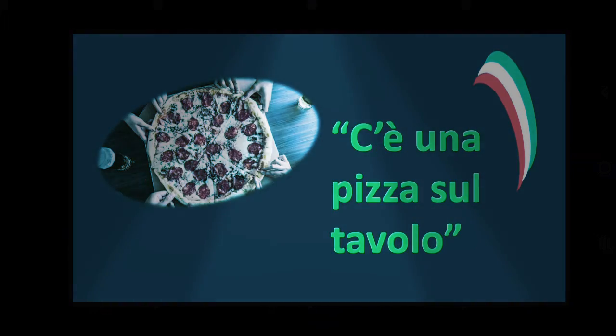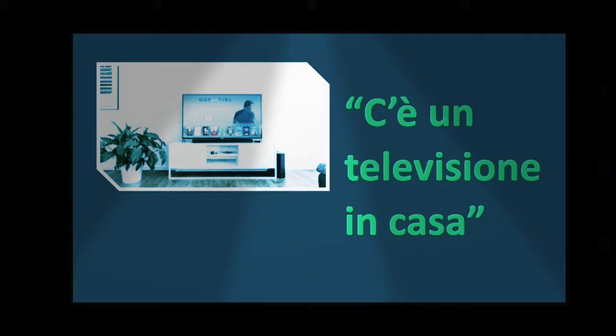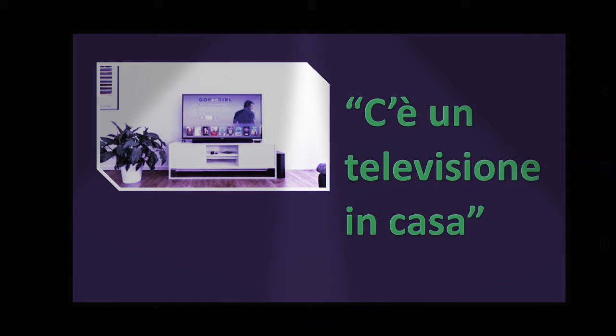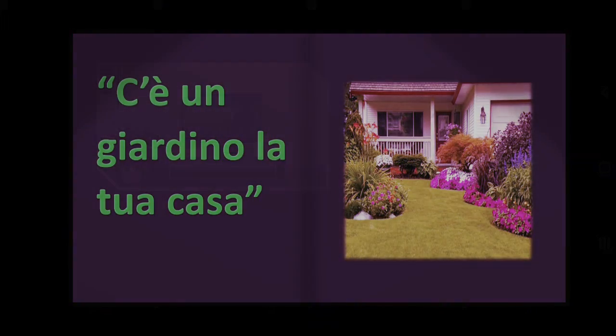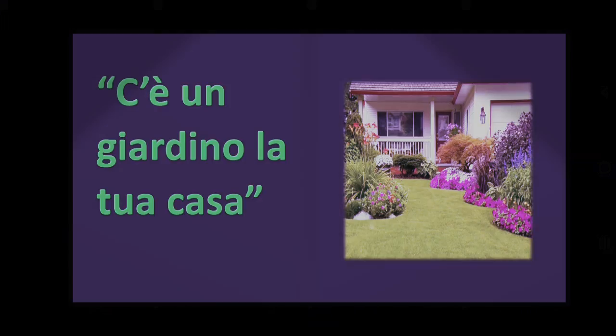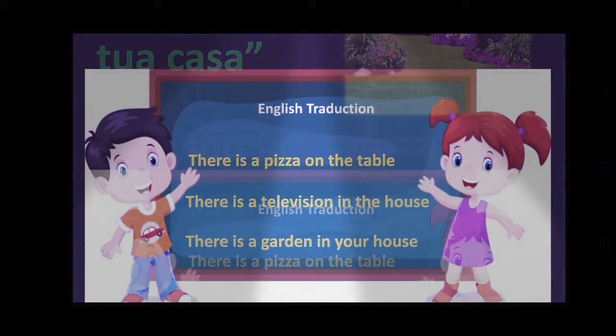C'è una pizza sul tavolo. In this sentence we put c'è because it specifies that it is a singular noun. Then we specify the noun and finally its complement. C'è una televisione in casa. In the second sentence we use the same structure: c'è at the beginning, then we specify the noun and finally the complement. C'è un giardino alla tua casa. For this last example, we follow the same structure as our last two examples.